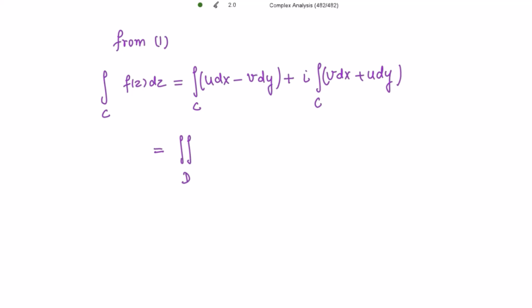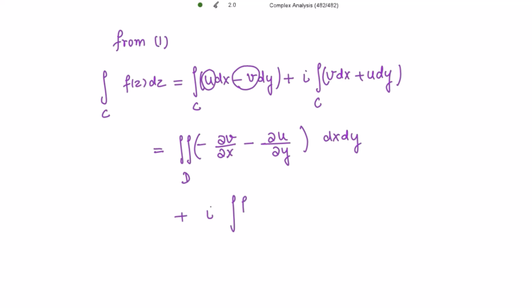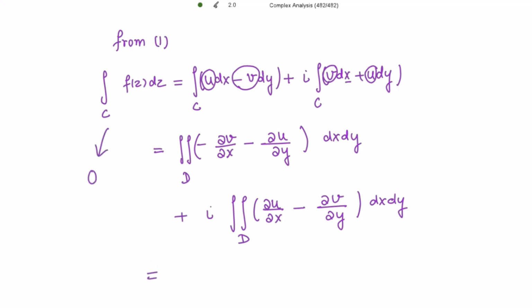What is the coefficient for dy? It is minus v, right? So writing this, minus partial derivative of v with respect to x, then minus partial derivative of u with respect to y, dx dy, plus iota times the double integration over domain D of partial derivative of u with respect to x minus partial derivative of v with respect to y, right?